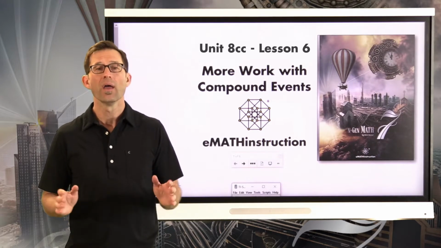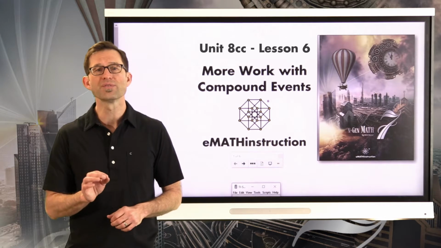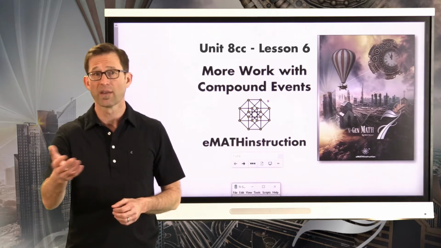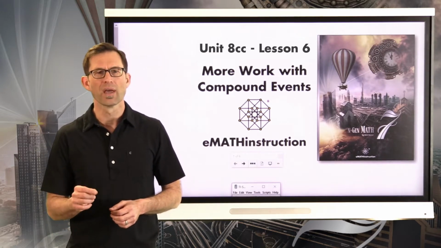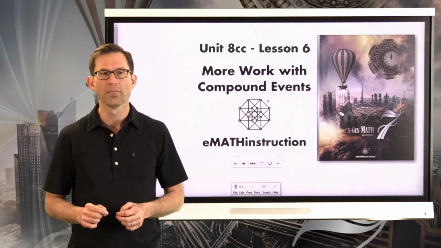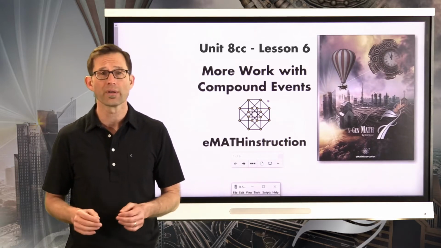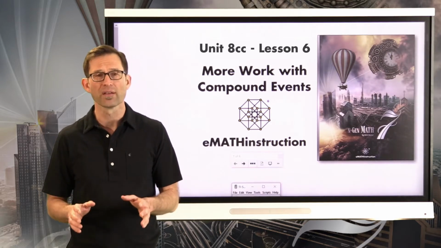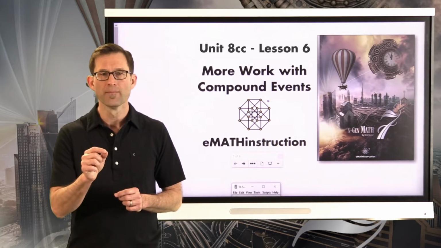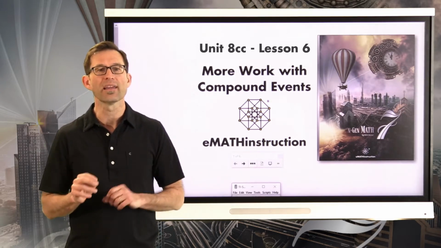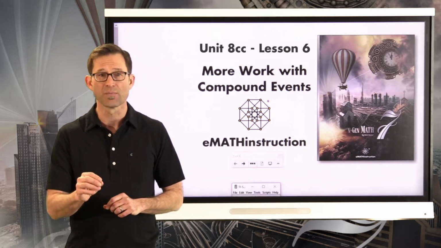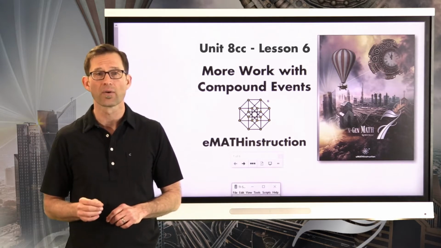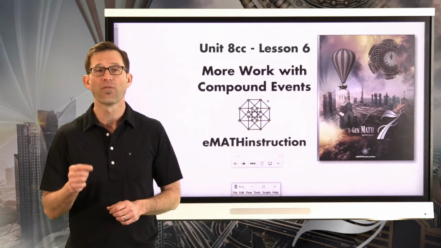Today we're going to be doing Unit 8cc, Lesson 6, on more work with compound events. As you recall from our last lesson, we introduced the idea of a compound event. This is an event in probability where we're trying to find the probability that it happens, but it's more complicated. There's more than one thing happening. Perhaps I'm flipping 2 coins or 3 coins or 4 coins. Maybe I'm spinning a pointer and flipping a coin. I'm doing multiple things, and so it makes it harder to keep track of all the equally likely outcomes that can occur in the sample space. Today we're going to be looking at additional ways to keep track of those equally likely outcomes and calculate probabilities for compound events.